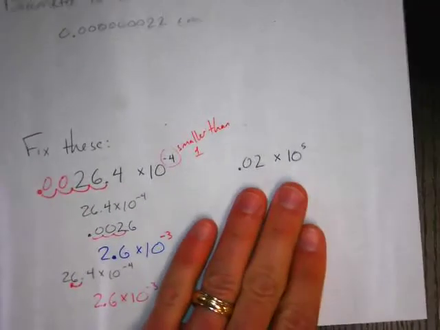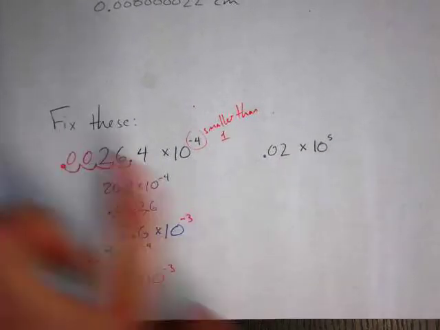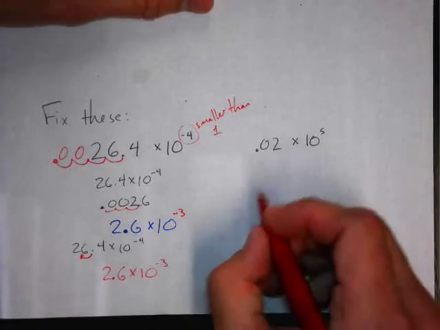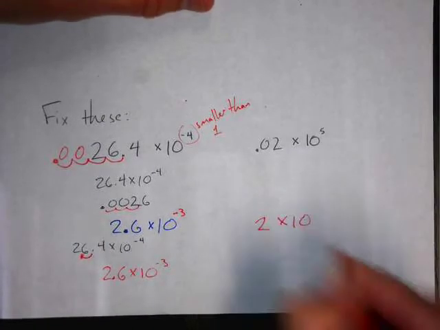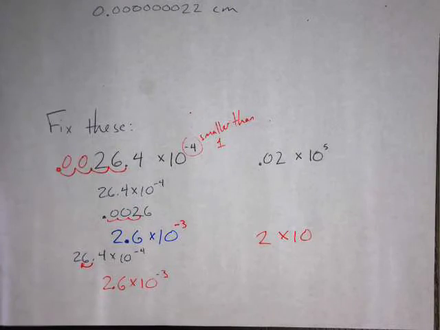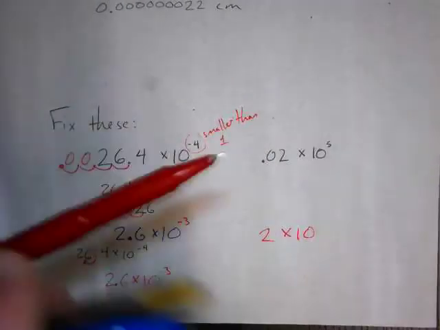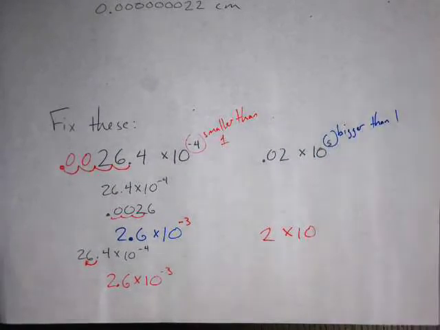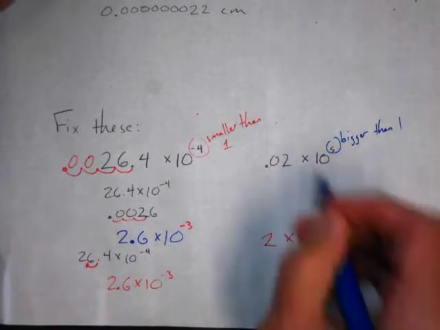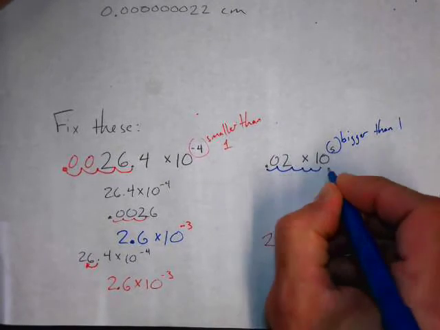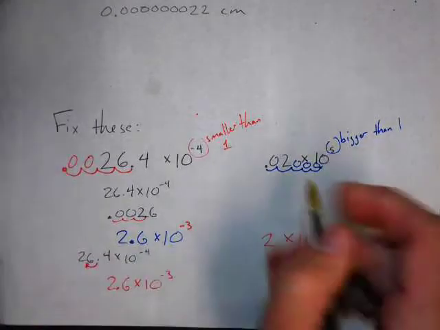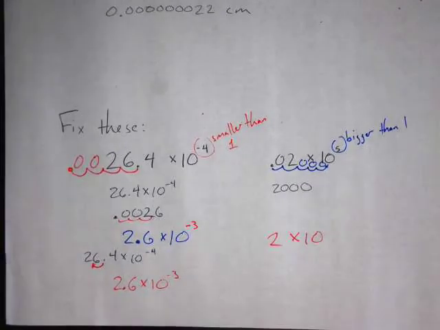We'll do the exact same thing with this. Okay, so I say fix this. Here's this number, 0.02 times 10 to the 5th power. That's not scientific notation. It has to be 2 times 10 to some number, and what is it? To the 5th power means it's going to be bigger than 1, so it's a positive number. That means we're going to move this decimal 5 places to the right. 1, 2, 3, 4, 5. And we fill in some zeros. So this number is actually 2,000.